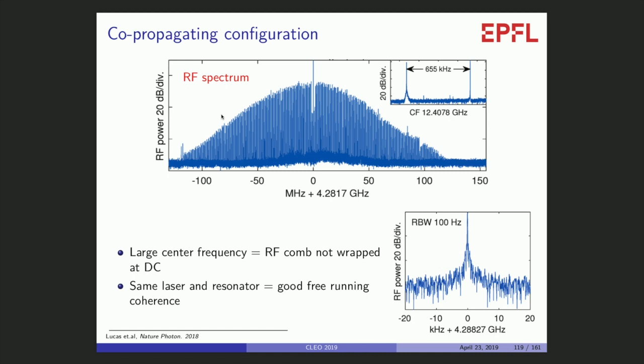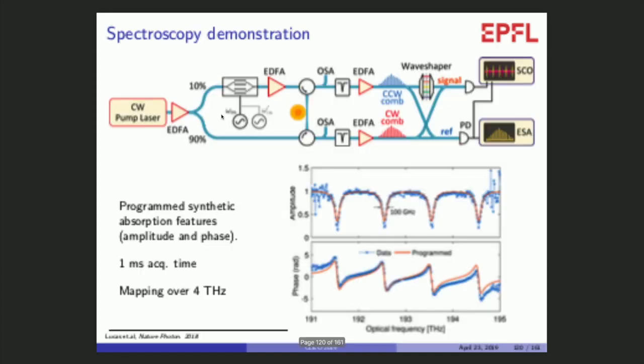And also, by using the same resonator, you also have very good mutual coherence. So in this case, we have a resolution bandwidth of about 100 hertz, and that's still resolution bandwidth limited. Now, the advantage in this scheme is that you don't have this folding. So remember, if you have a situation where the comb teeth are somewhat degenerate, then you have the DC as part of your RF interferogram. In this case, the interferogram is offset from DC, right? So in this case, it's 4 gigahertz. So you have mapped it in a non-ambiguous way. You don't need IQ detection to recover the full spectrum. And this you can use for spectroscopy.